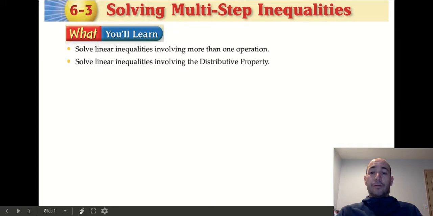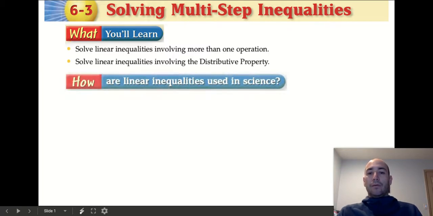In the previous two sections, we've covered how to solve using addition and subtraction. And we've also learned how to solve using multiplication and division. So now this is going to bring it all together, where we're going to be using more than one operation and also problems involving the distributive property.